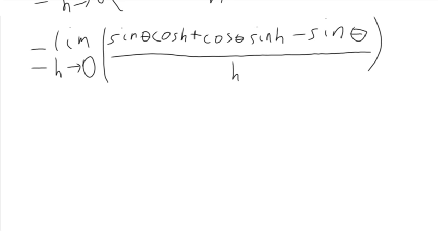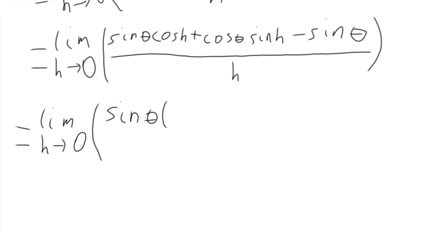Alright, now let's take a look at these two terms. Notice we have a common factor of sine of theta, so I'm going to factor it out. I'm also going to break up the limits here. Limit as h goes to 0. So we have sine of theta times cosine of h minus 1. And I'm going to go ahead and put this as over h.